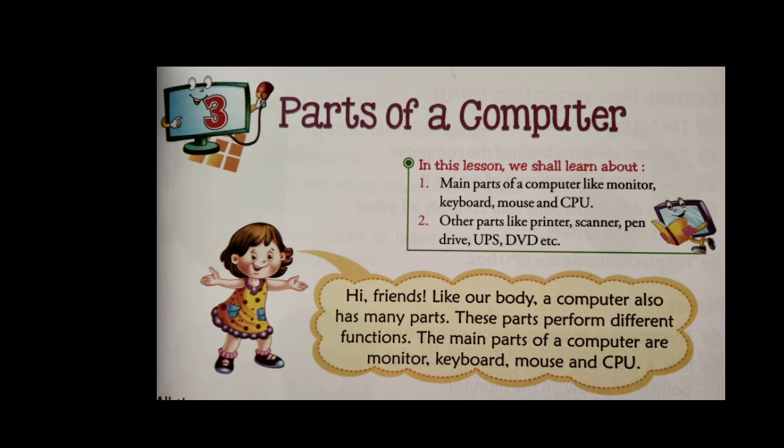Okay students, all the parts of a computer together make a complete computer system. There are four parts of a computer system. They are first monitor, second keyboard, third mouse, fourth CPU.